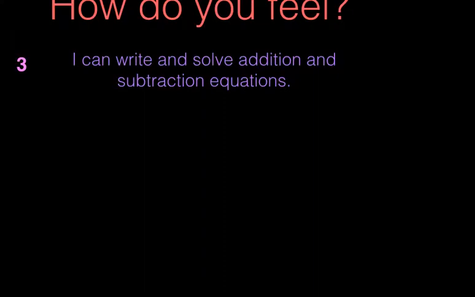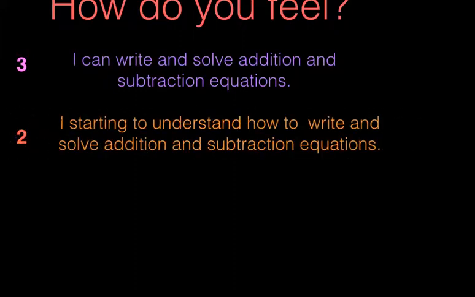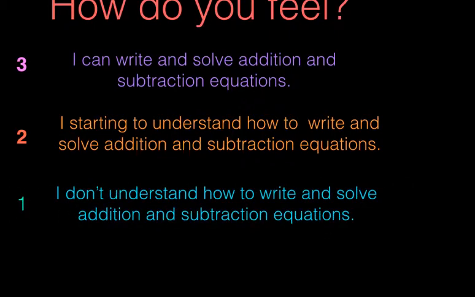So how do you feel about this lesson? Are you a 3? Where I can write and solve addition and subtraction equations with no problem. A 2? I'm starting to understand how to write and solve addition and subtraction equations, but I'm maybe confused on how to pick the missing variable, or you're not understanding how to pick the information out of a word problem. You need to write those questions down and make sure that you bring them back to class. Or a 1, I don't understand how to write and solve addition and subtraction equations.